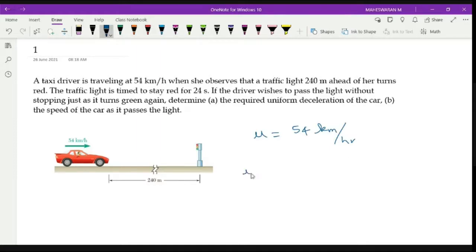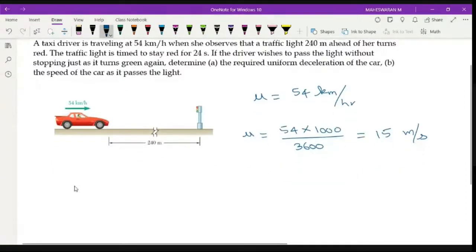So I am going to change it. u is equal to 54, kilometer to meter is 1000, hour to second is 60 into 60, which is 3600. So what will be the value of u? 15 meters per second. Now I got the value of u. So u is 15 meters per second.